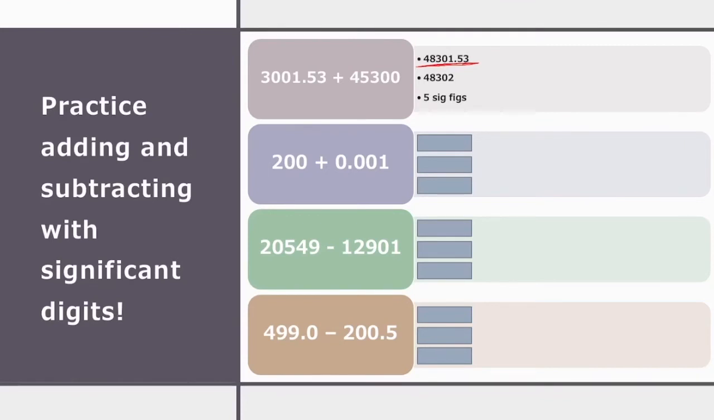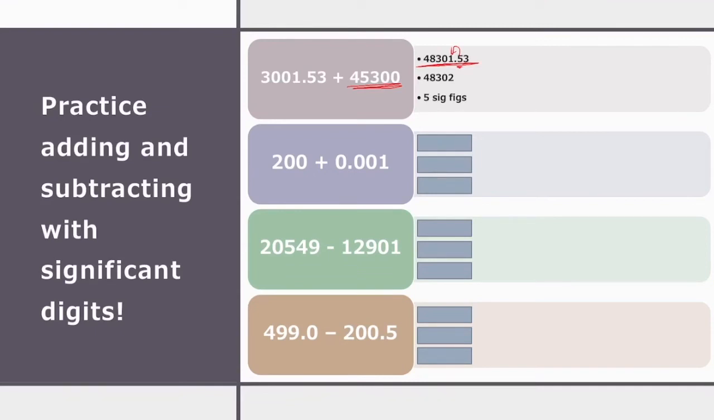And then you want to round that to have the same number of decimal places as the one that had the fewest, which in this case is that one. So we're not going to have any decimal places, so we're going to round those away. If that number right here is 5 or greater, then it will cause the number next to it to round up. So just remember that rule from math class.